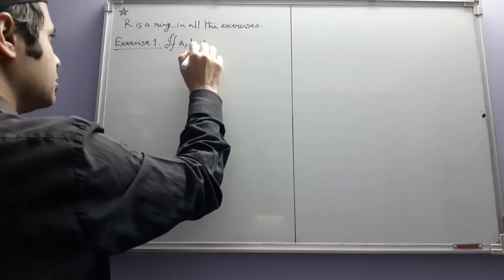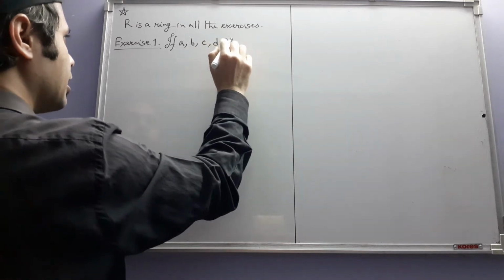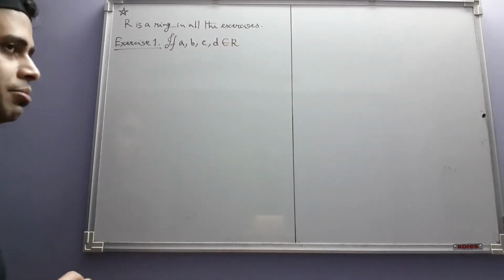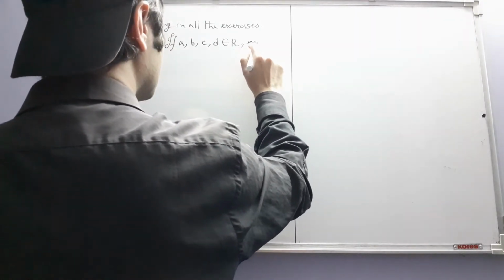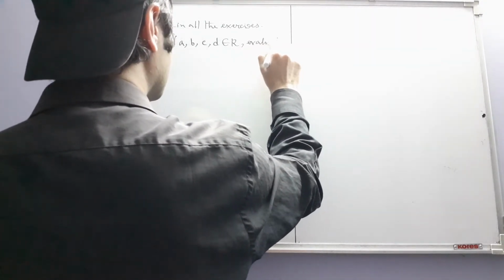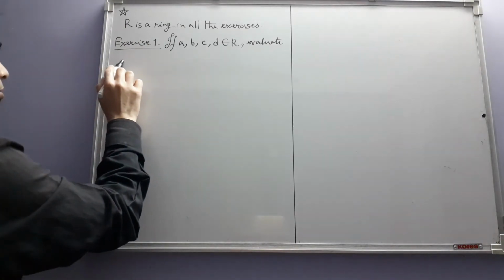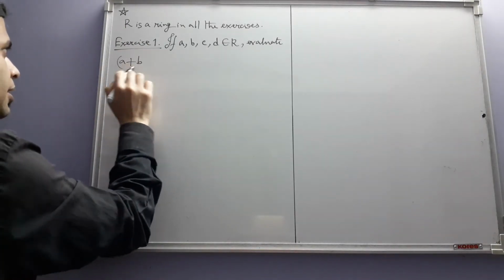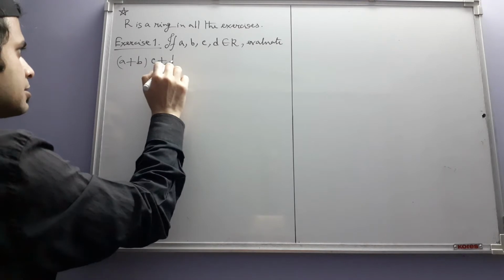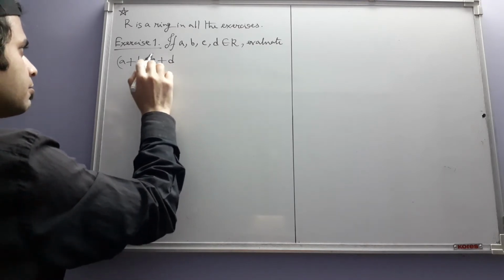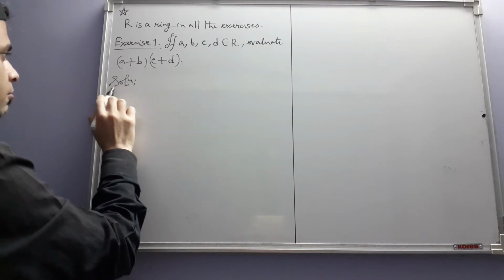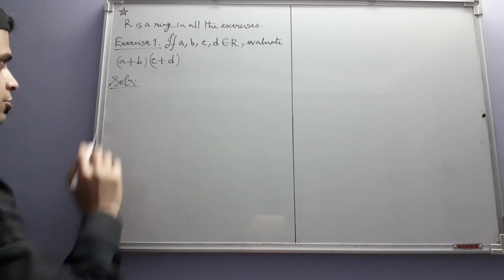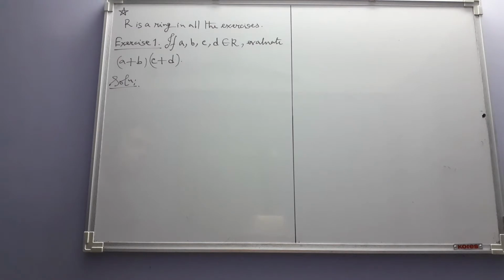If A, B, C and D are four elements in the ring, evaluate (A plus B) times (C plus D). In solving this, we have to use the ring axioms.